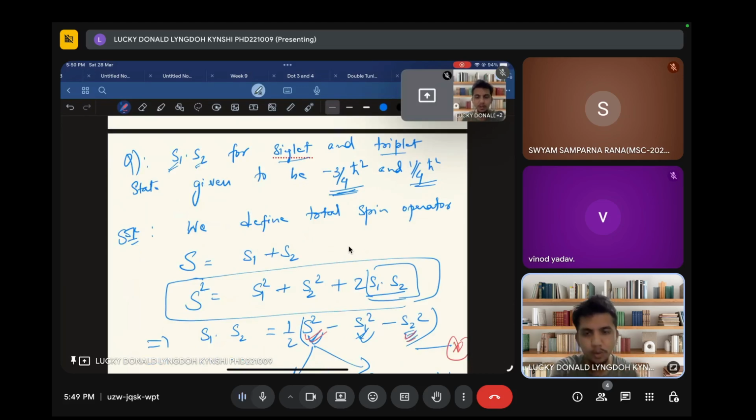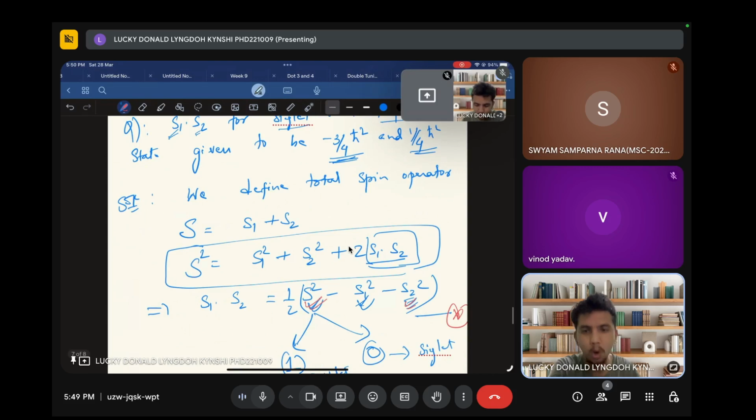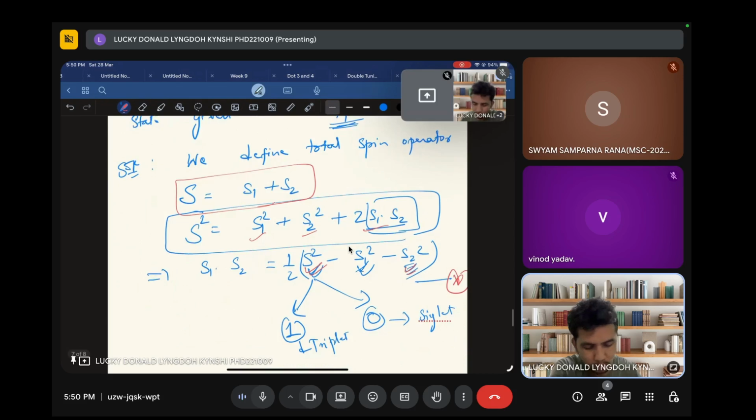Right? So what you do is use these operators here. S is equal to S1 plus S2. Then you square both of them. When you square both of them, you will have (A plus B) whole square. So I'm sorry, A plus B whole square. Then we get S1 square plus S2 square plus 2 S1 dot S2. Then now you know what this is, S1 dot S2, which depends upon S square, S1 square, and S2 square.